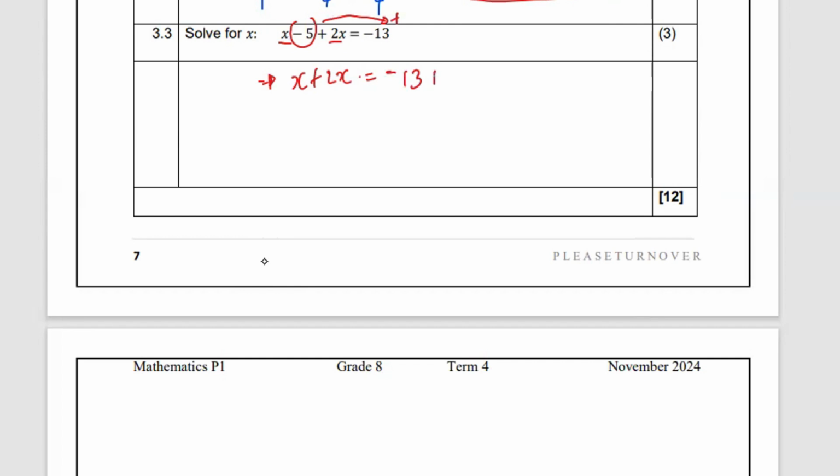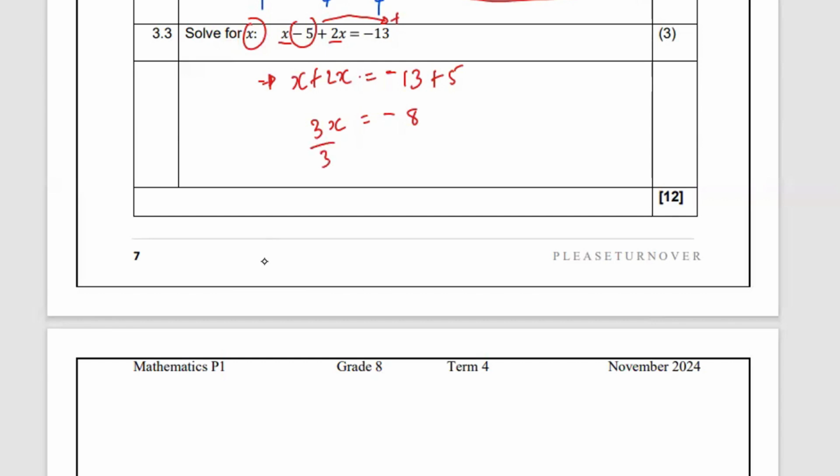So negative 13 plus 5. So x and 2x is going to be 3x. Negative 13 plus 5 must give us negative 8. And then for us to get x alone, because that's what the question was asking for, get rid of anything that is around x.